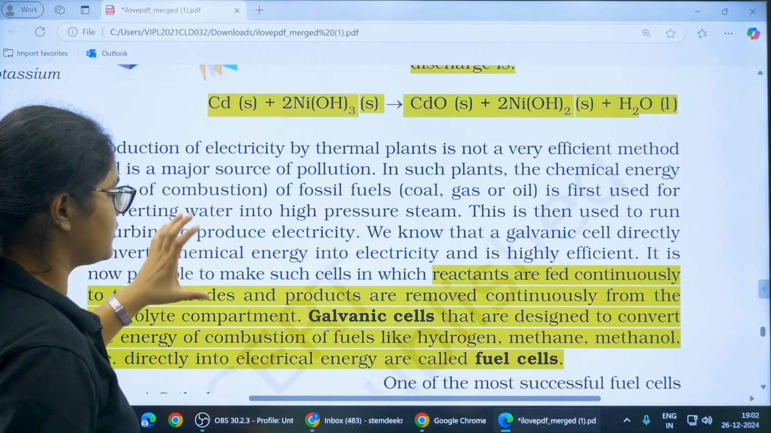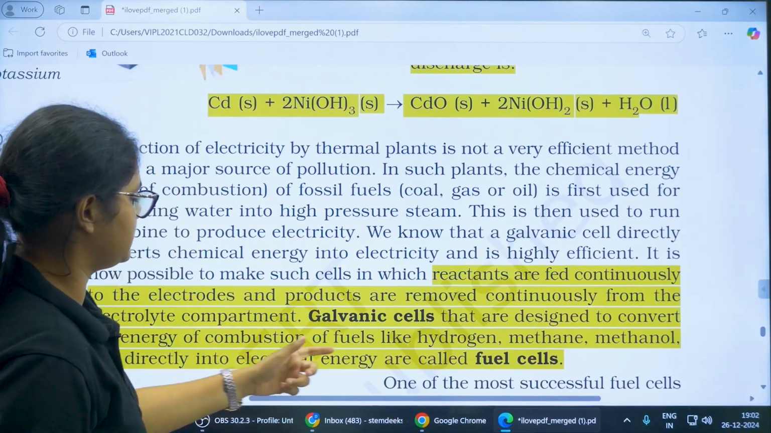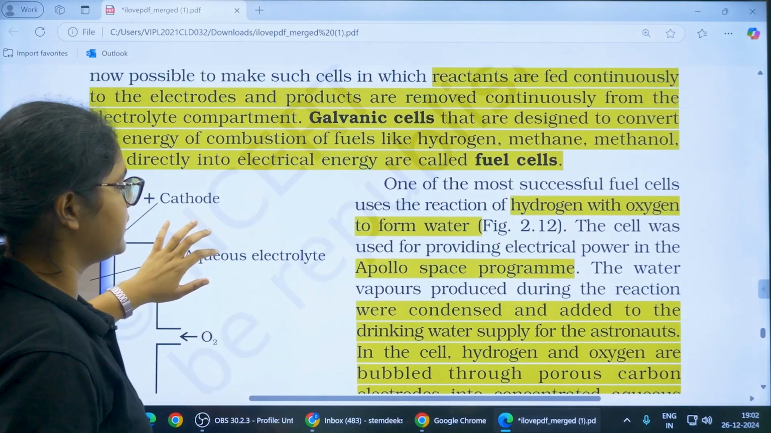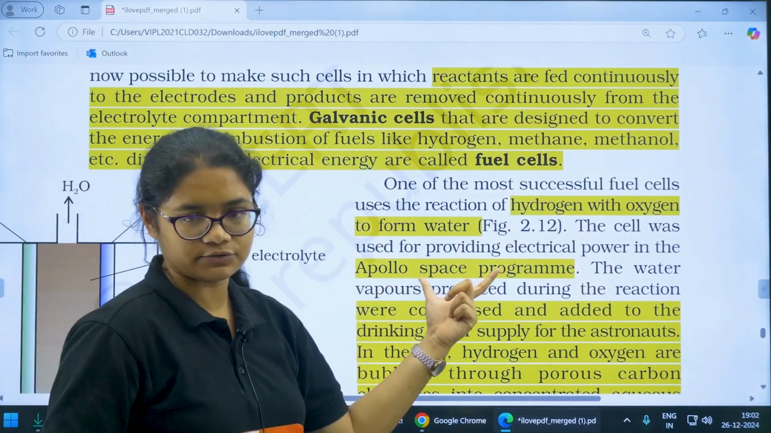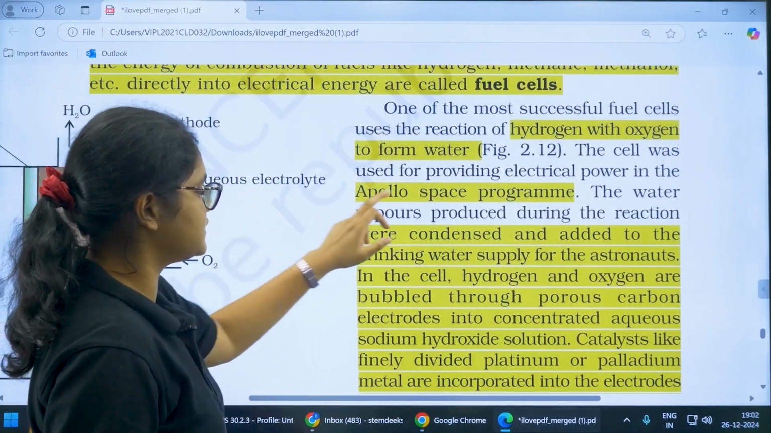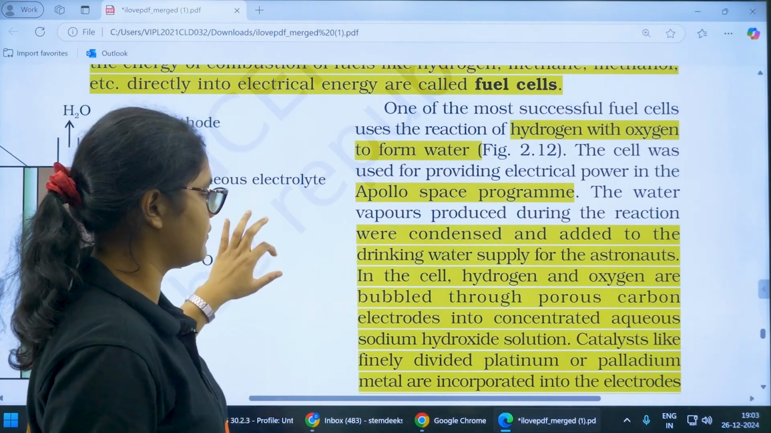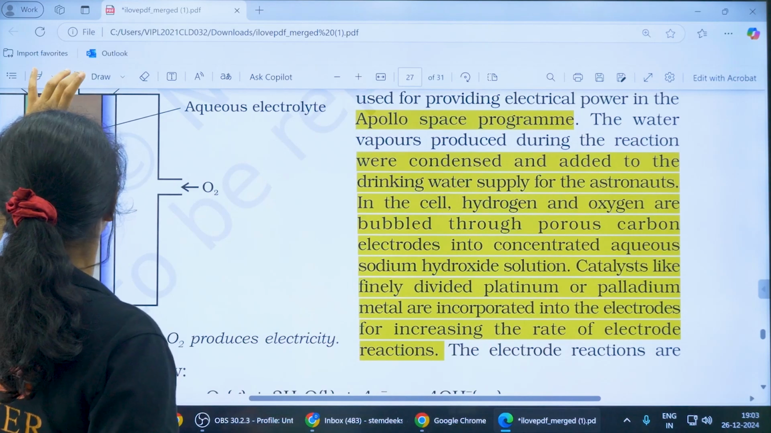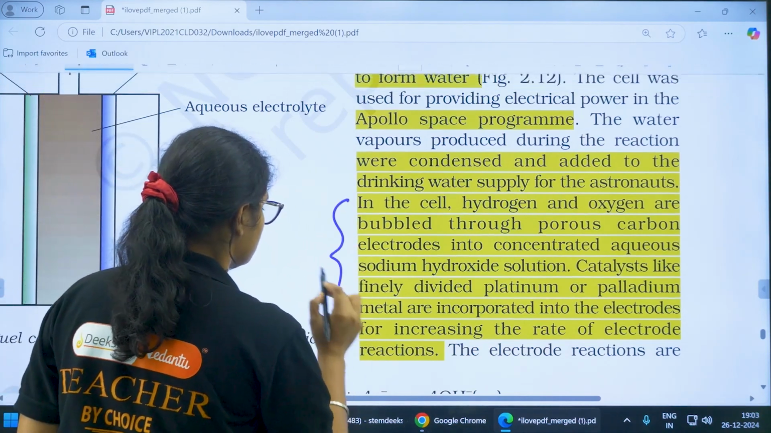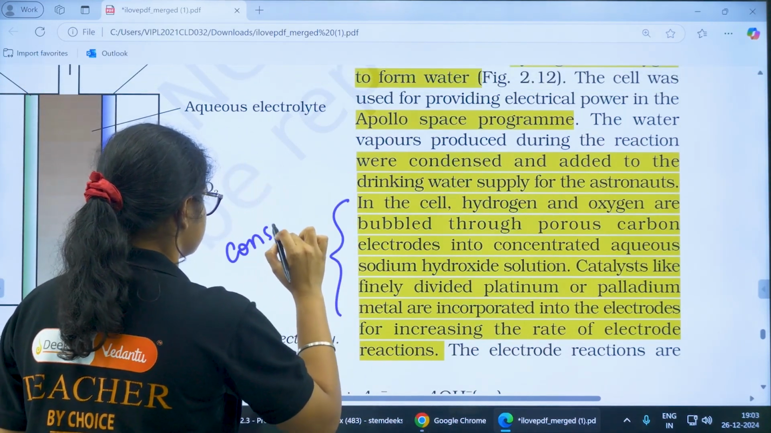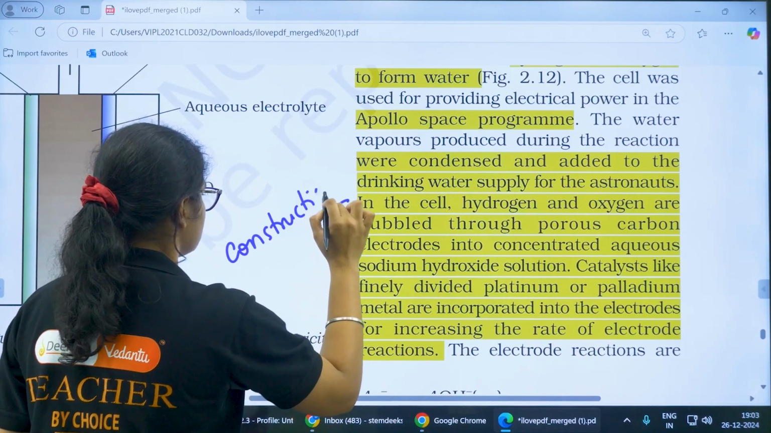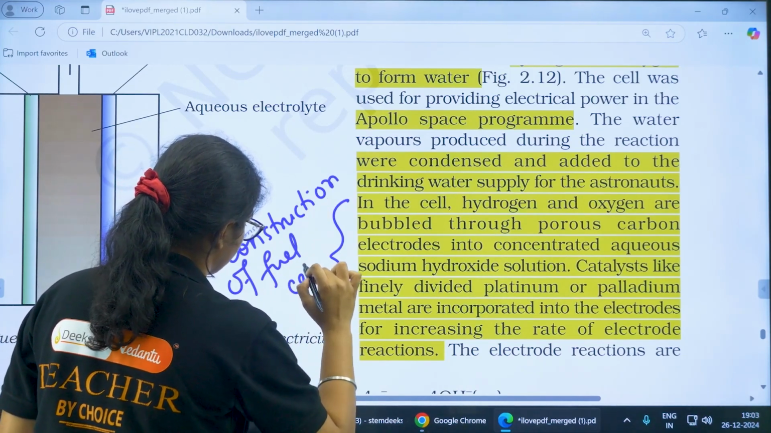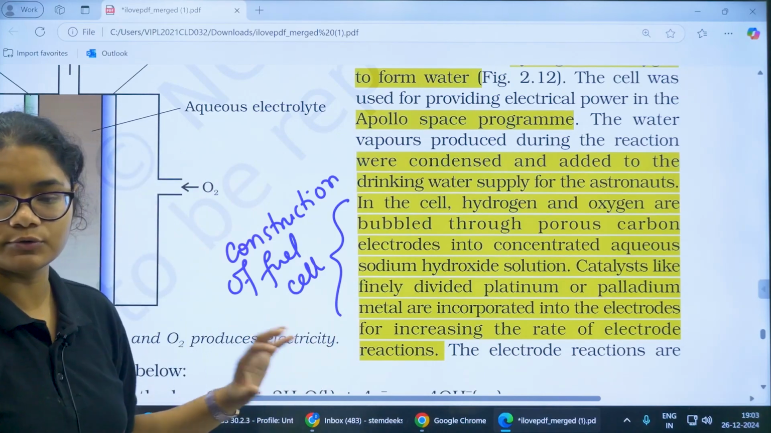Then you should go for fuel cells. The definition of fuel cells is important. Next you have the example of hydrogen fuel cell, where it was used in the Apollo space program. How it was used in the Apollo space program is required. Then the construction of fuel cell is also very very important. If a question is asked directly like this or something related to fuel cell, you need to write this part, the construction of fuel cell.